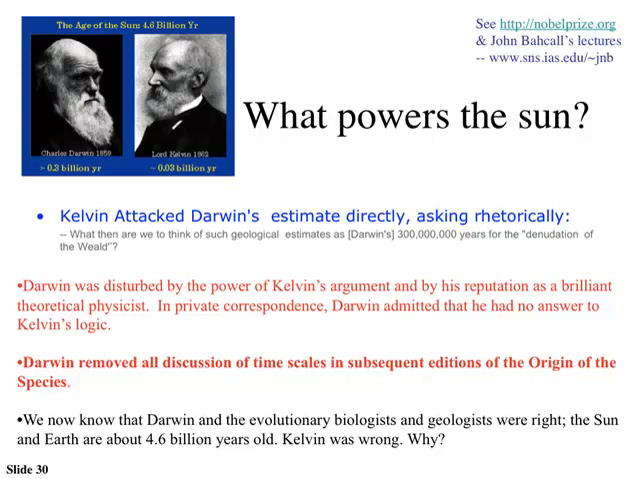But the interesting thing is that Darwin was right. Kelvin was wrong. We now have a pretty good estimate that the sun and the Earth are about 4.6 billion years old, much older than 300 million years. But why was Lord Kelvin wrong? Does anyone know?